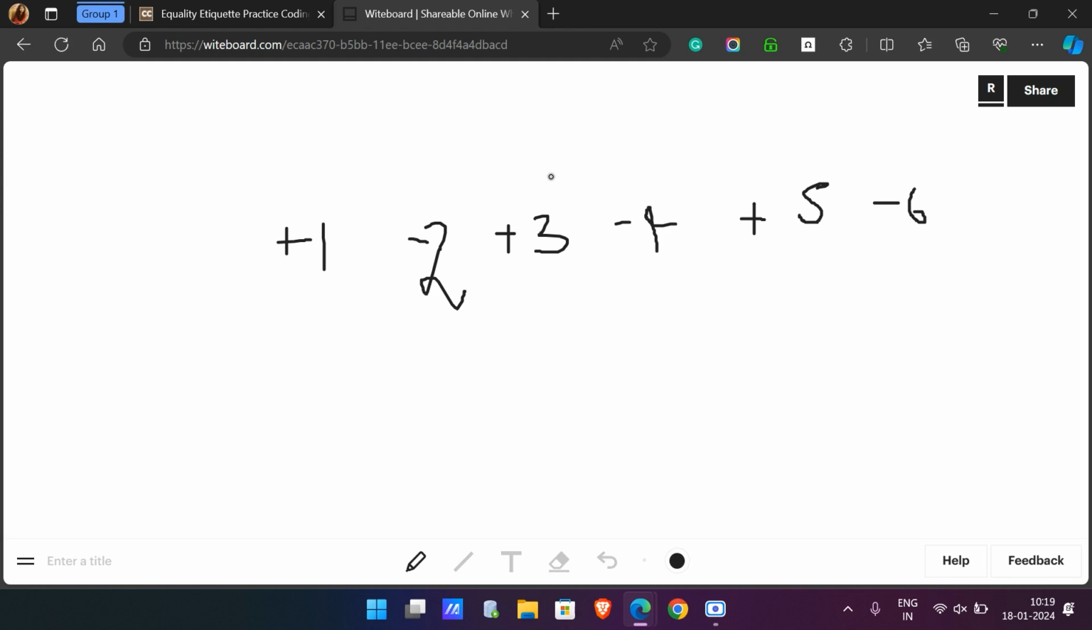If you observe the sum of these numbers, by ignoring the minus sign, this is 1 for sure. Now 2 plus 1 is 3, 3 plus 3 is 6, then 10, 15, and then 21.